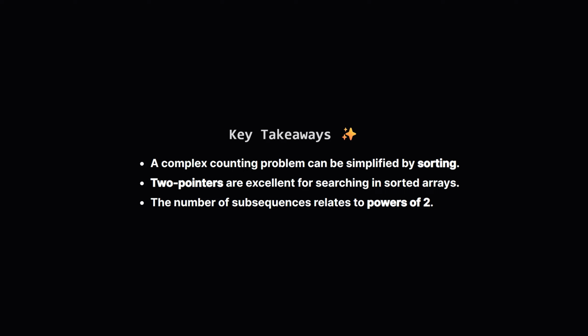Let's do a quick recap. The problem asked for the number of subsequences where the sum of the min and max is less than or equal to a target. The brute force approach of checking every single subsequence was too slow. The key insight was to sort the array first. This allowed us to use a clever two-pointer technique. By fixing a minimum element with our left pointer, we could efficiently count all valid subsequences by using powers of 2. This turned an impossibly slow problem into a very efficient one.